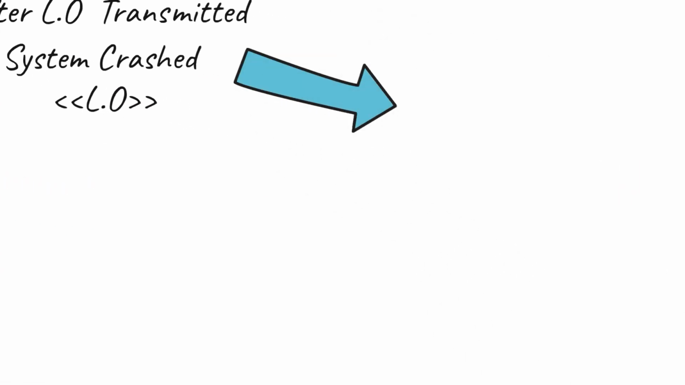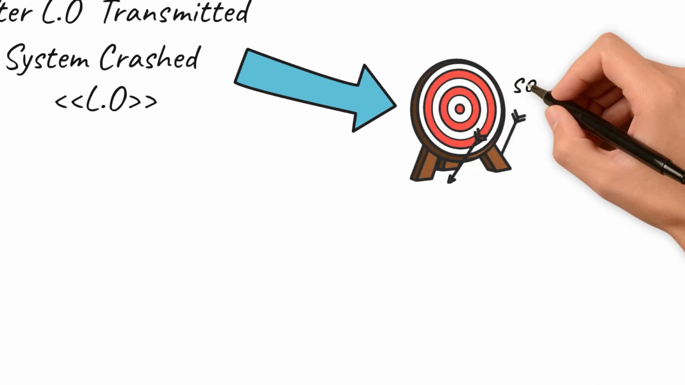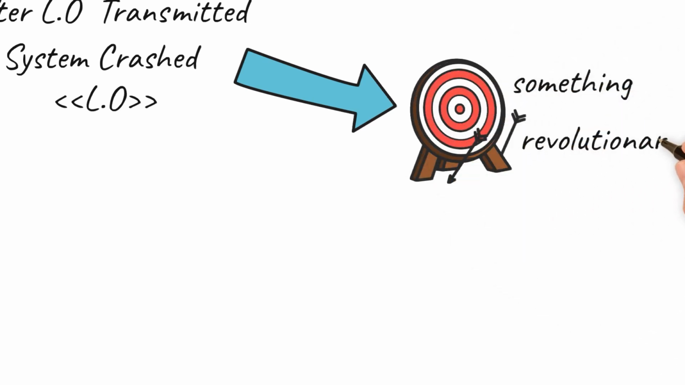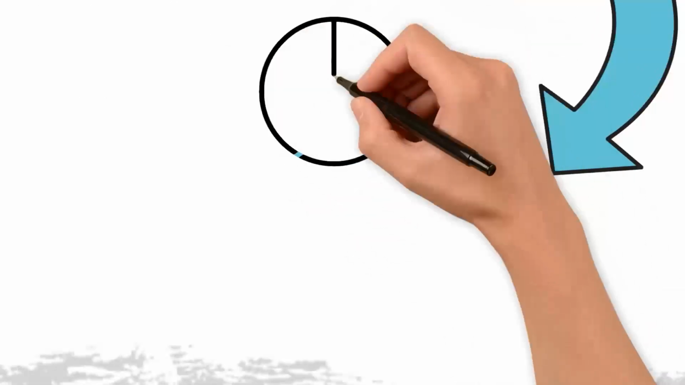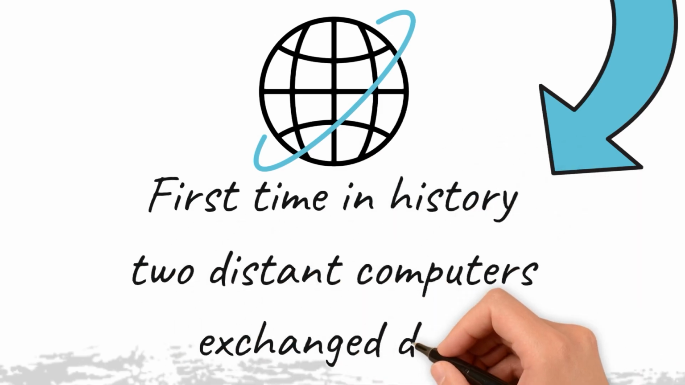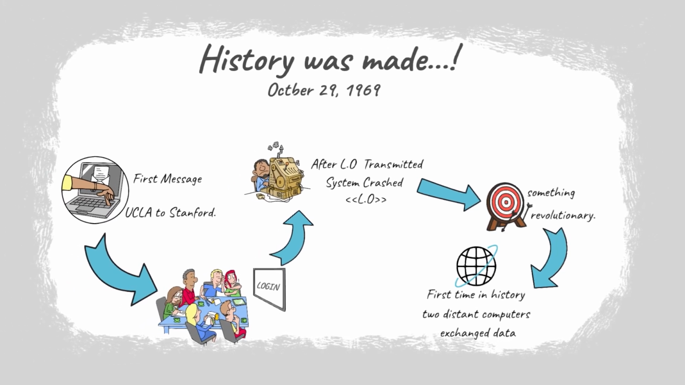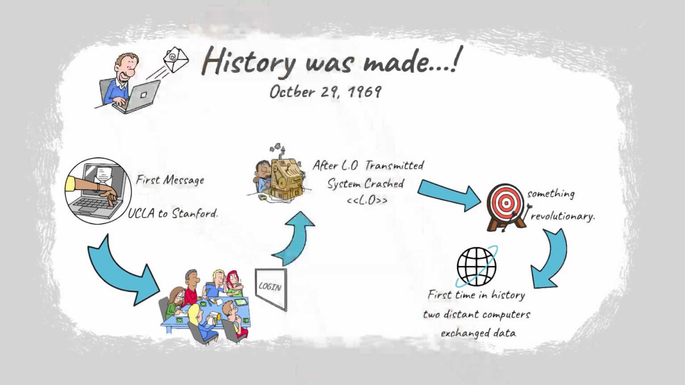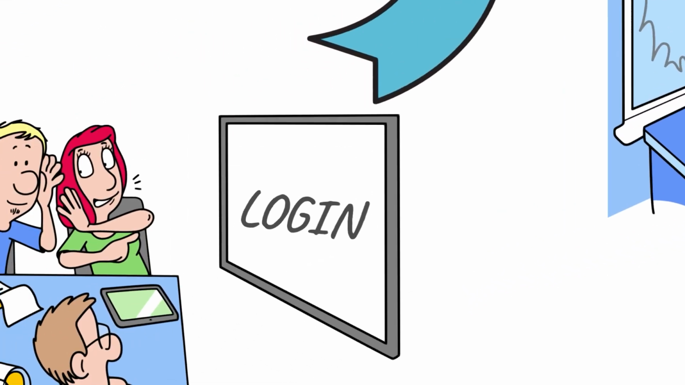A failure? Maybe. But in reality, it was the beginning of something revolutionary. That tiny, incomplete message, just two letters, marked the birth of the internet. It was the first time in history that two distant computers had ever exchanged data. Today, billions of people are connected through networks built on this idea. Everything we do, sending emails, browsing websites, watching videos, traces back to this very first message.